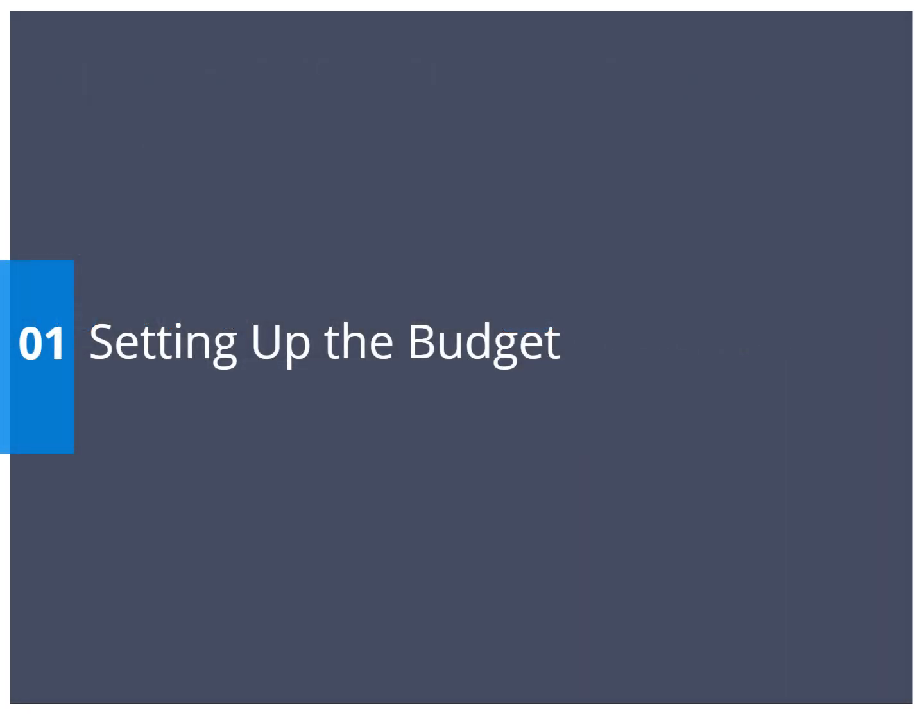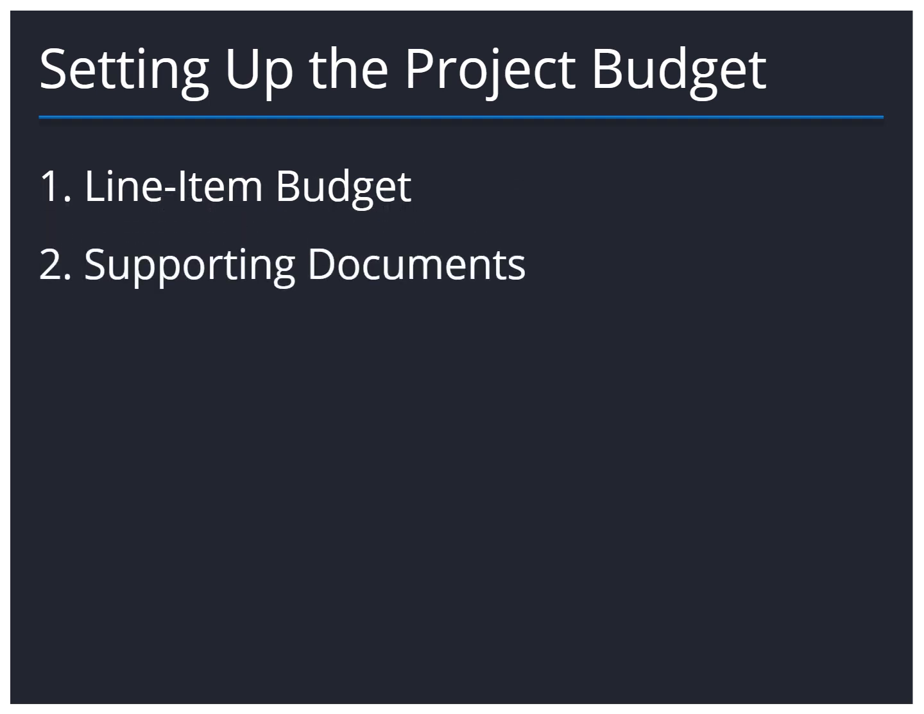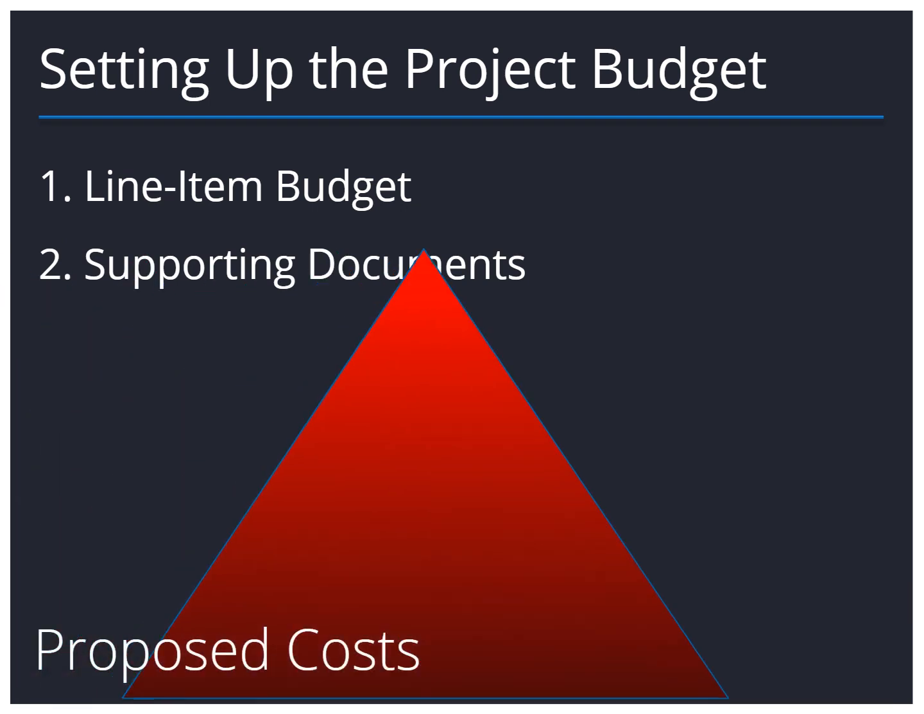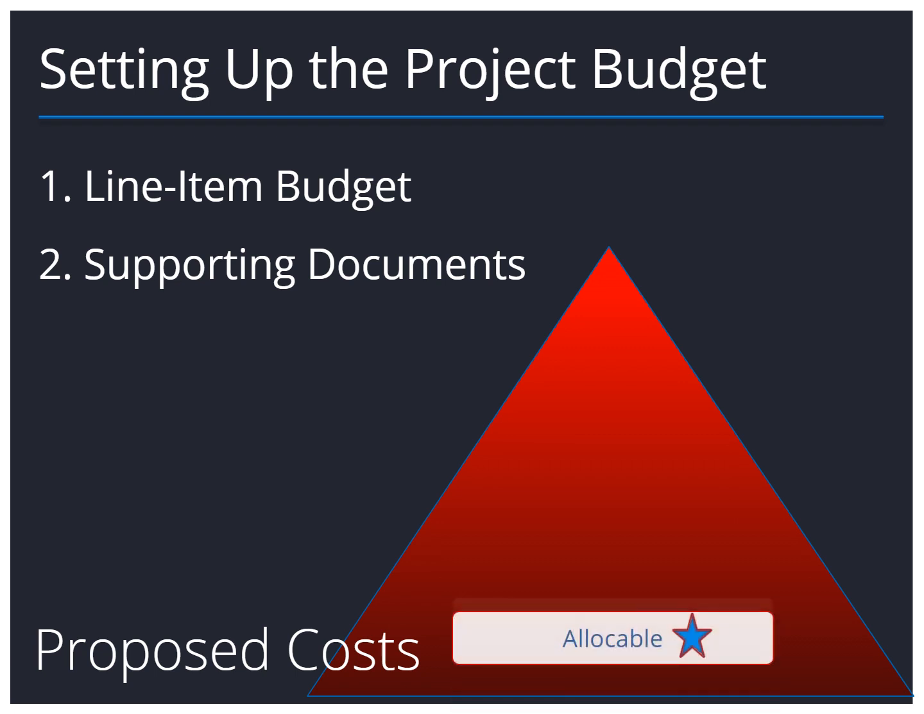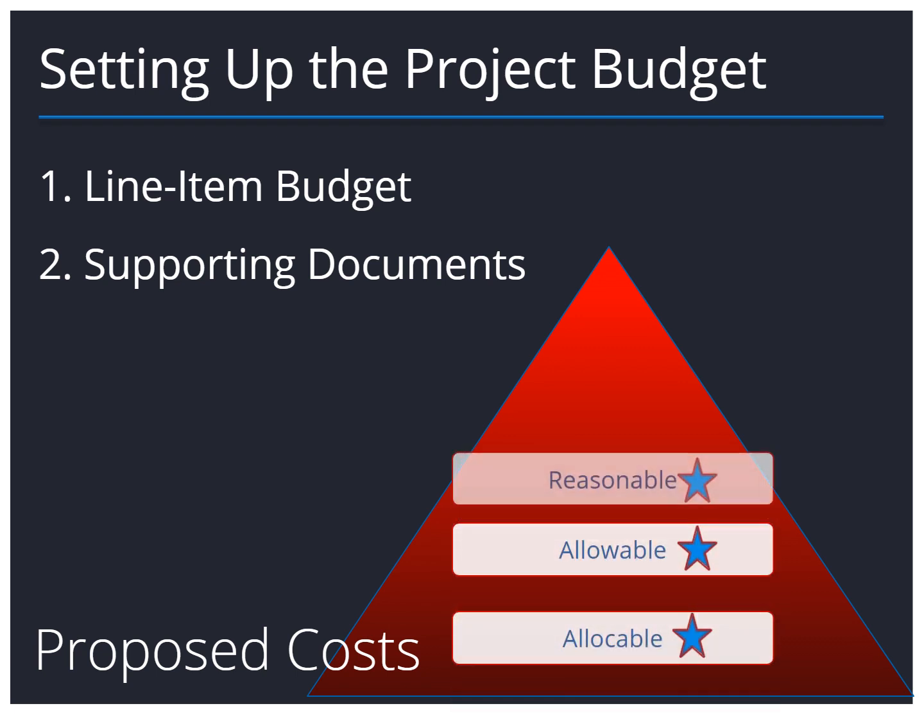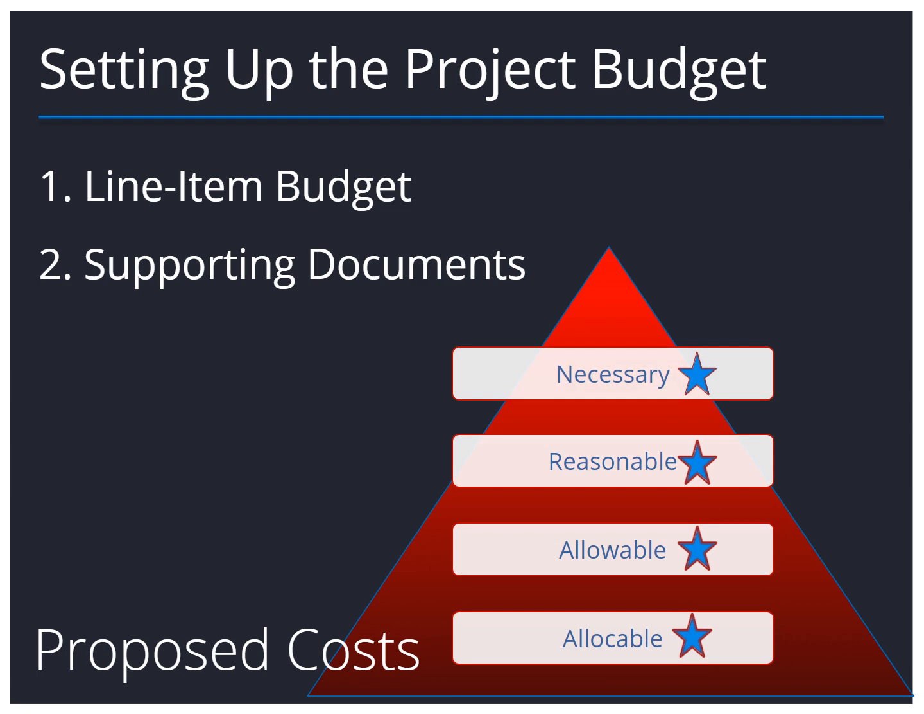Let's get started with setting up the budget. All project applications submitted to GCC require a budget. The budget provides details of how you plan to use the awarded funds. You will need to prepare a line item budget as well as supporting documentation prior to submitting your application. You must show all proposed costs, and they must be allocable, allowable, reasonable, and necessary.